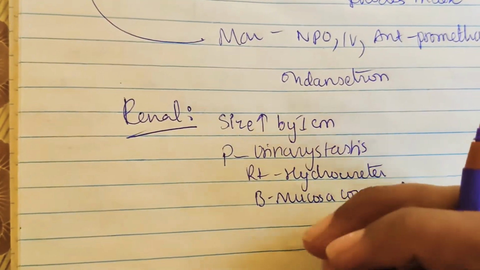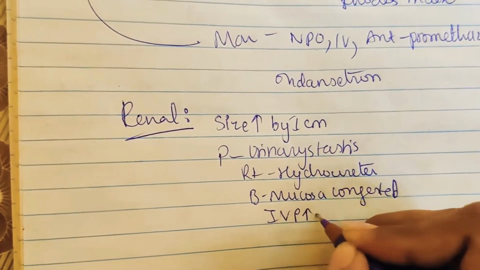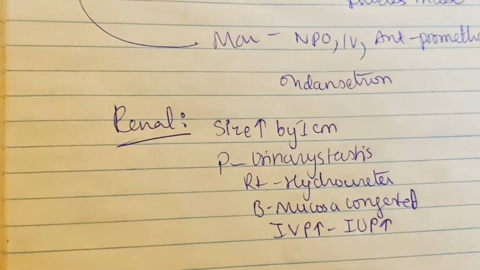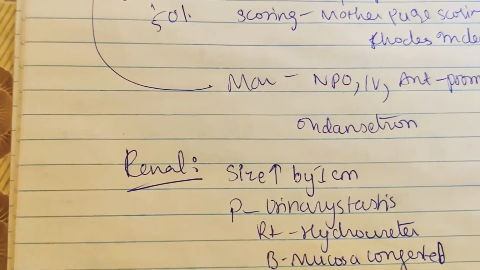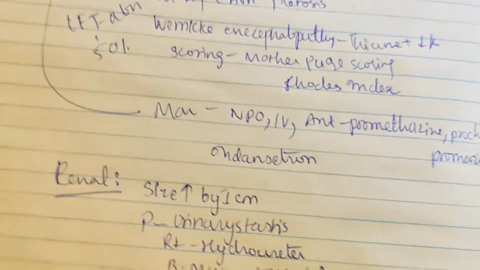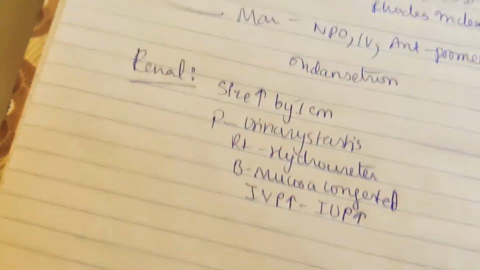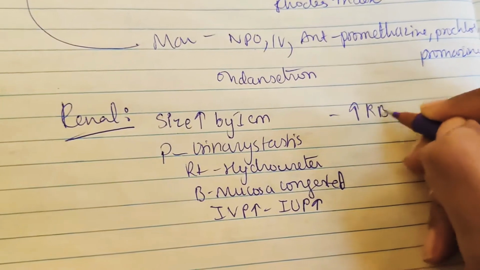And intravesical pressure increases, intraurethral pressure also increases. So intravesical pressure and intraurethral pressure both are increasing in the case of the renal system. Physiological changes in the renal system: there is increase in renal blood flow in the case of pregnancy. So whenever there is pregnancy, in the renal system there is increased renal blood flow.